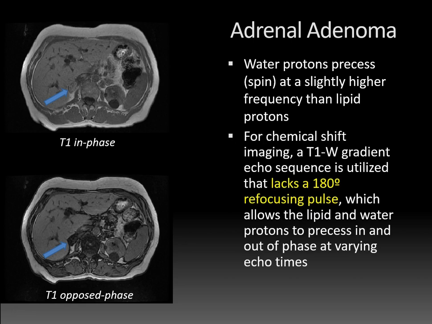And for chemical shift imaging, which is what we have here, in and out of phase imaging, a T1 weighted gradient echo sequence is used, and that does not have a 180-degree refocusing pulse, which allows lipid and water protons to precess or spin in and out of phase at different echo times. So spin echo and fast spin echo sequences are in-phase techniques because they do have a 180-degree refocusing pulse. But in this case, we don't have that. This is a gradient echo sequence.